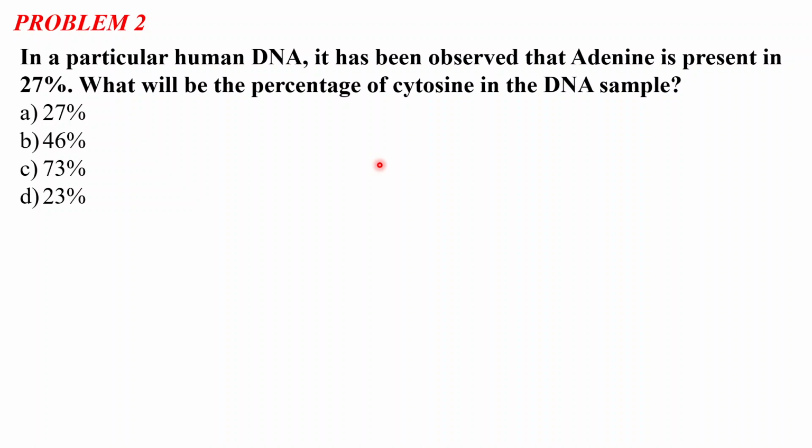Again, I will repeat, in a particular human DNA, it has been observed that adenine is present in 27%. So what will be the percentage of the cytosine present in the DNA sample? Number A 27%, number B 46%, number C 73%, and number D 23%. Again, I am giving you some time. This is a very easy question. I know all of you can answer this question. So I will wait and then I will check the chat box.